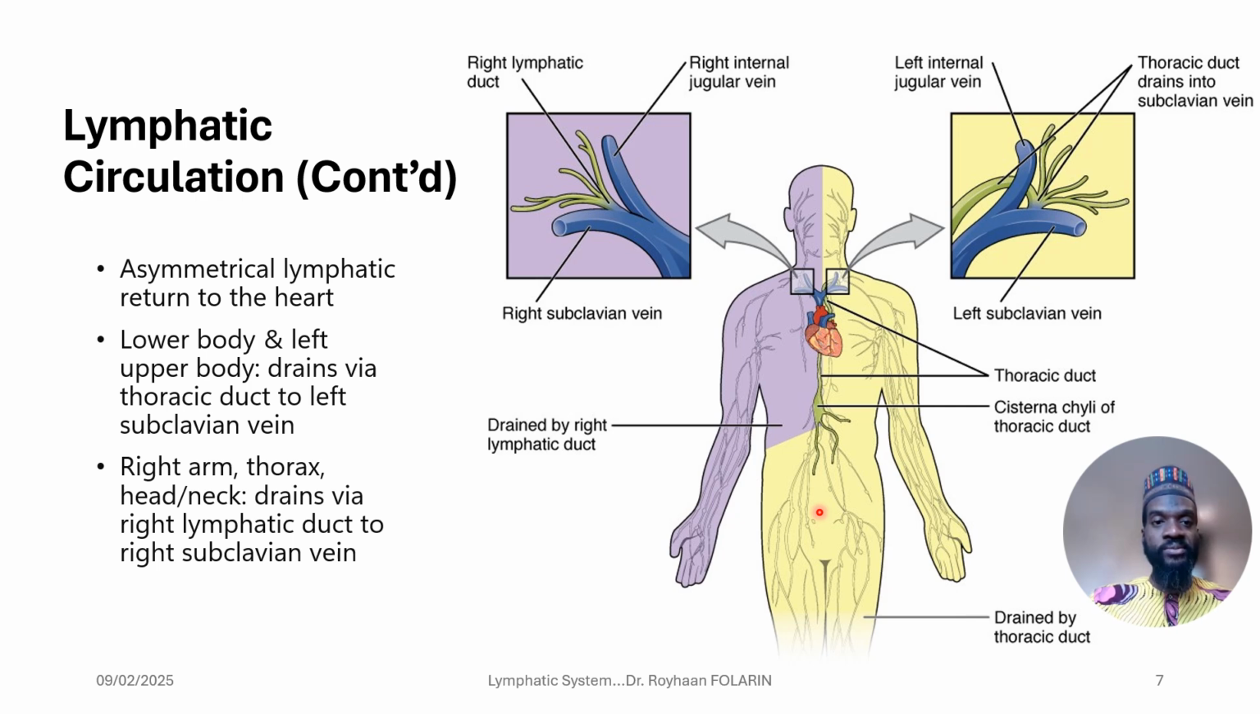On the other hand, those lymphatic vessels draining the right upper limb and the right half of the thoracic region, along with the right side of the head and the neck, enter the right subclavian vein through the right lymphatic duct. So here is the right subclavian vein magnified. It also gets joined by the right internal jugular vein. Then you see the right lymphatic duct emptying into the right subclavian vein.